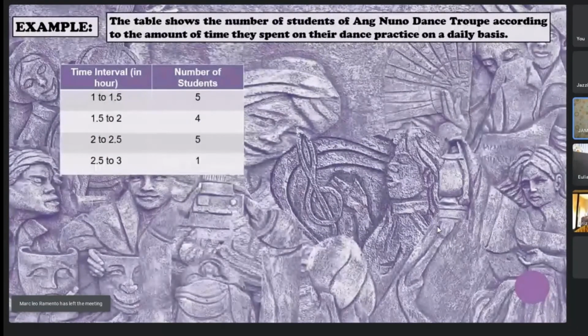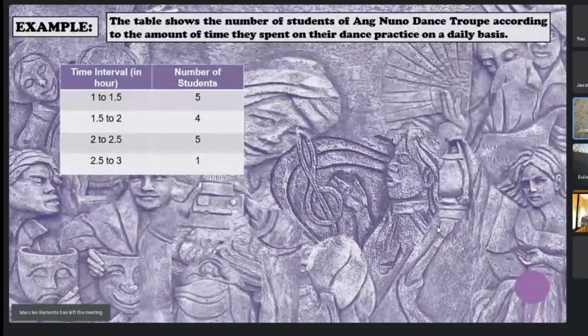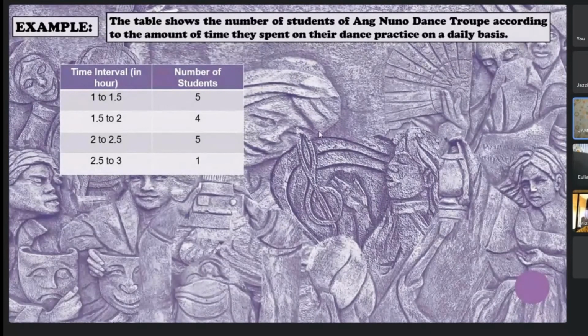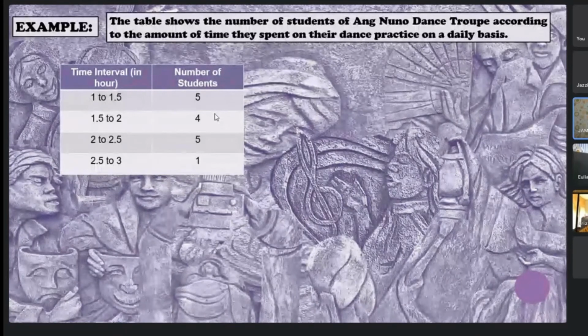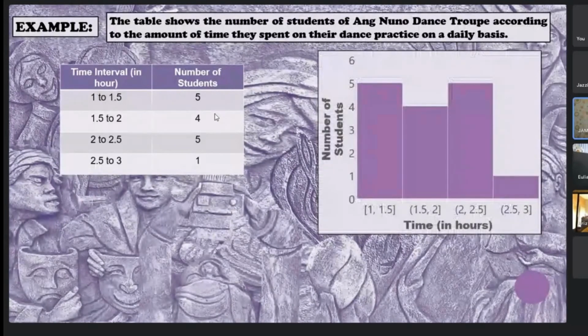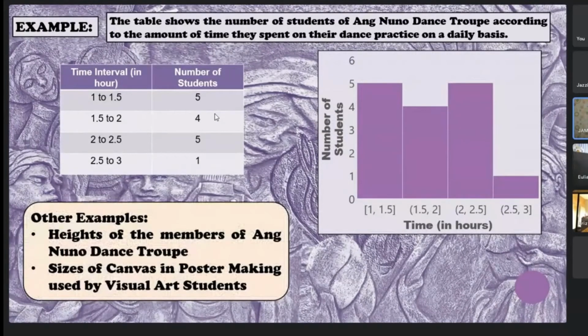For example, we have here the table shows the number of students of Ang Nuno Dance Group according to the amount of time they spent on their dance practice on a daily basis. So as you can see here, we have the intervals in hours. Therefore, we can use histogram to represent this data. We can also use histogram with these other examples: heights of the members of Ang Nuno Dance Group and the sizes of canvas in poster making used by visual art students.